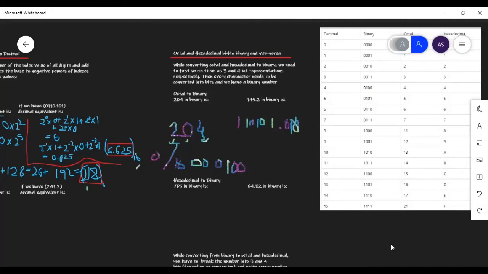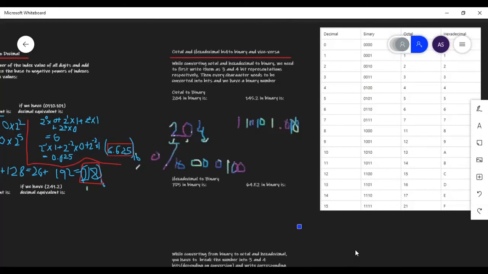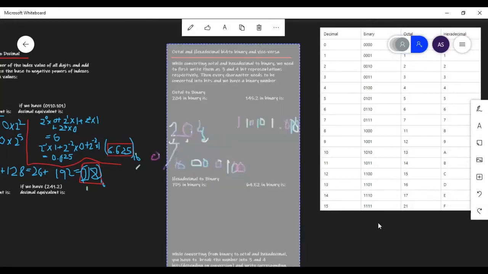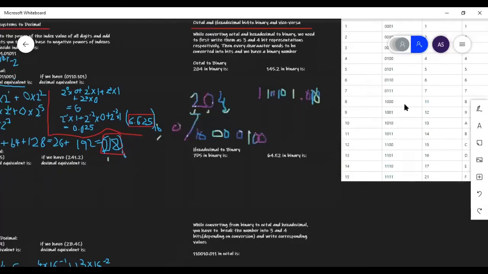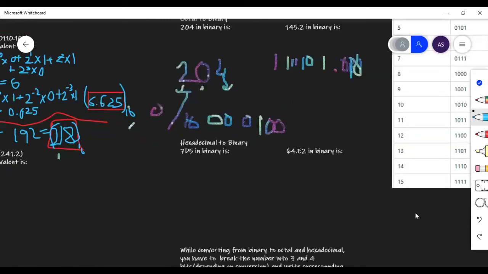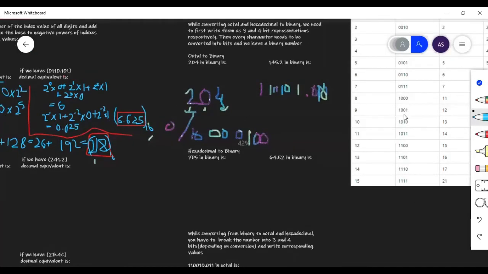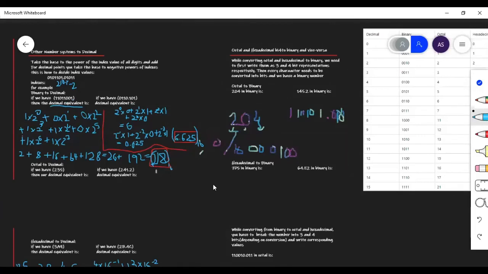And now let's do the hexadecimal to binary. In octal, we actually consider 3-bit places. In hex, we consider 4 bits. So we have 7D5. First you want to see what 7 is. I'm just going to refer back to this table.